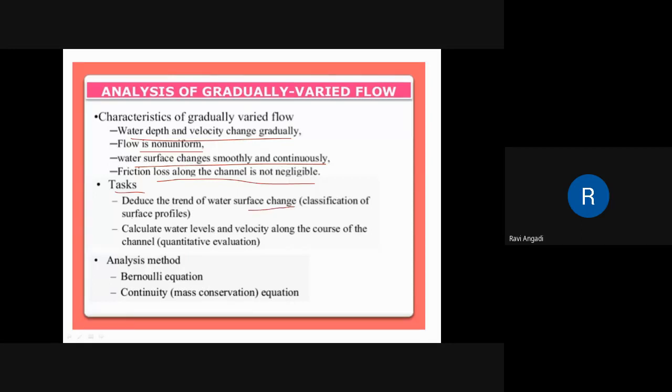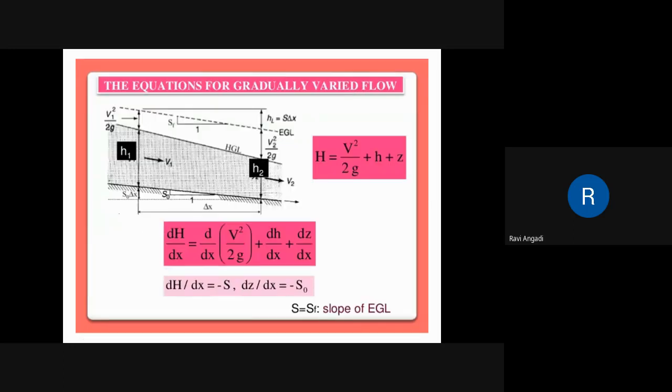There is a classification of surface profiles you can make for the gradually varied flow, and also calculate the water levels and velocity along the course of the channel. A quantitative evaluation can be done, and for the analysis method, you can use Bernoulli's equation as well as the continuity equation to analyze the flow pattern for the gradually varied flow. And this also we have derived in the previous class, and this is the channel.